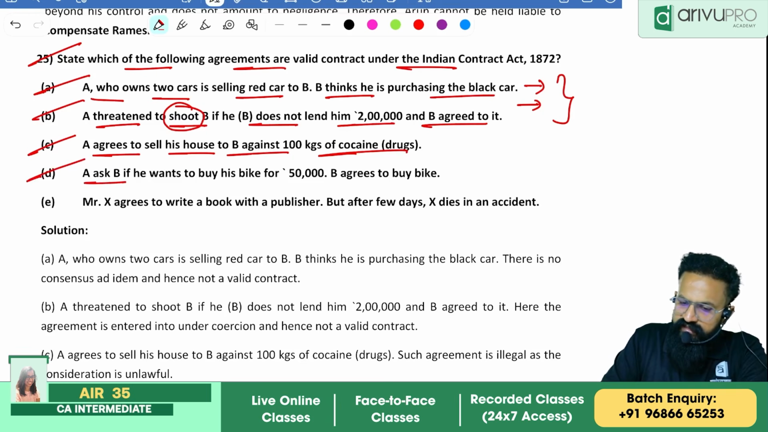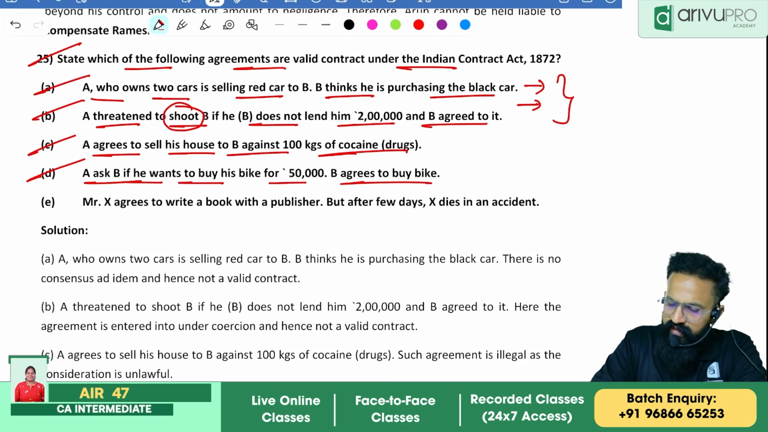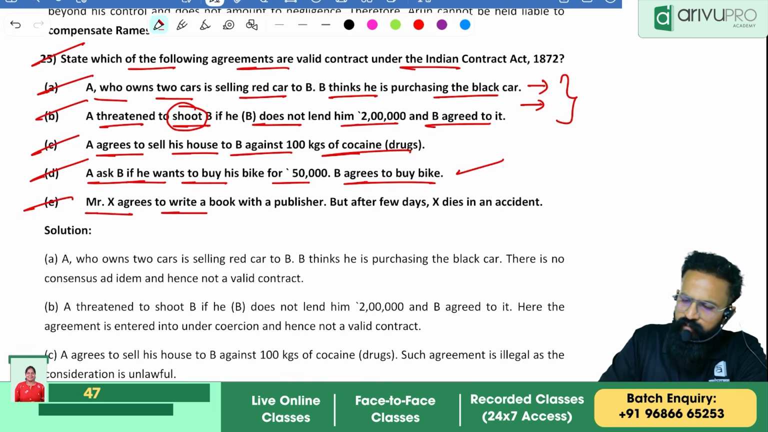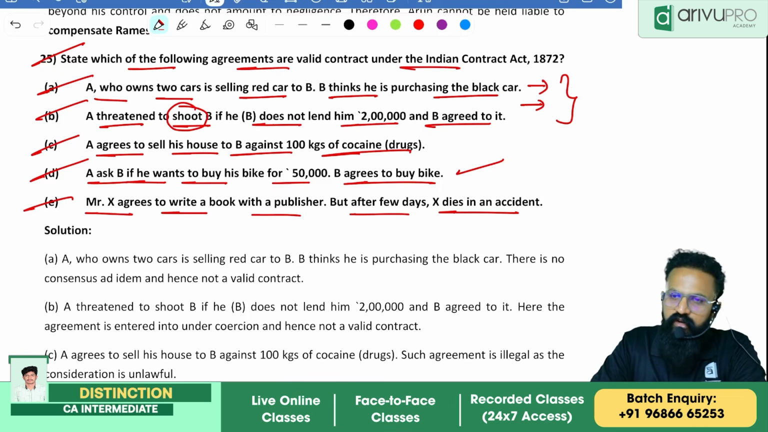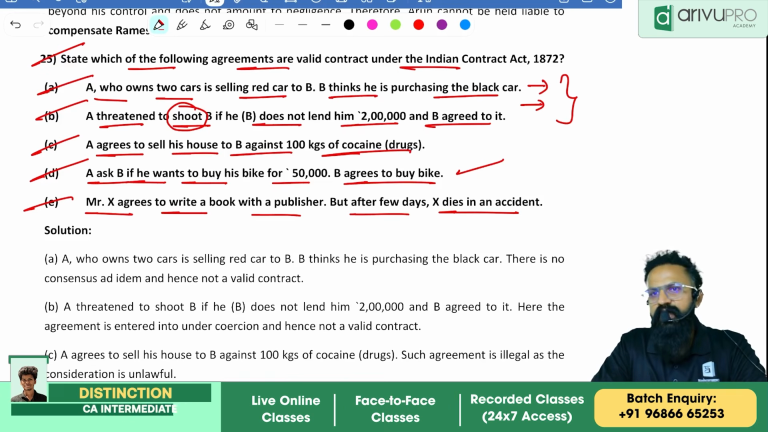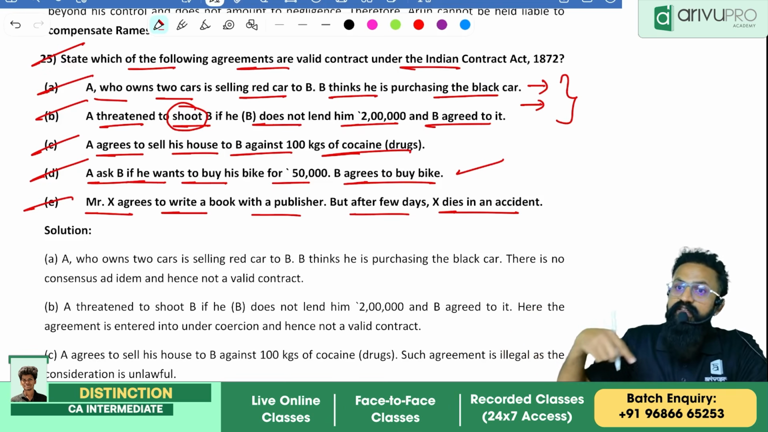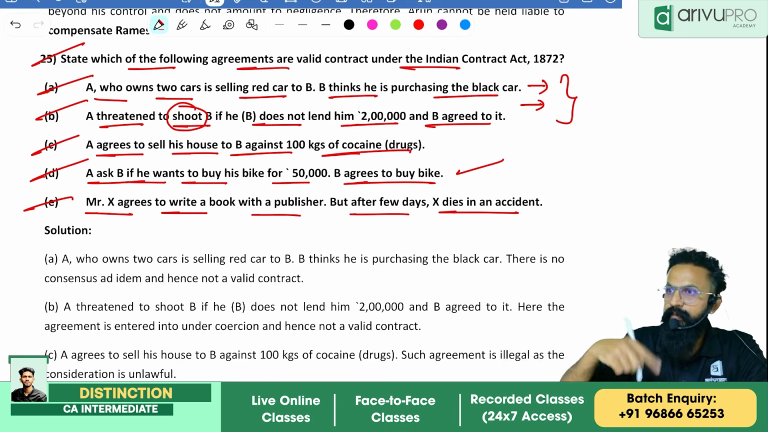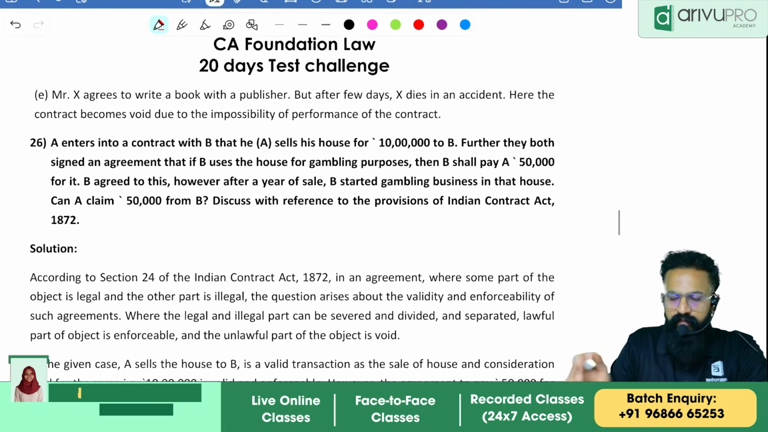A asks B if he wants to buy his bike for 50,000. B agrees to buy the bike. Is it a valid contract? Yes, it's a valid contract. Mr. X agrees to write a book with the publisher, but after a few days, X dies in an accident. It's a void contract. When they made it, it was valid, but later on it became invalid. That's why we can call this a void contract. Supervening impossibility, also considered as subsequent impossibility. When made valid, later on becomes void. So that's 1 mark each, and that's 5 marks for you.